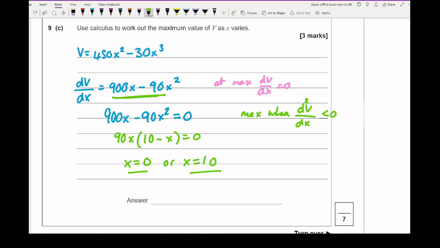So to work out the second derivative, d squared v over dx squared is going to be 900 minus 180x. Now looking at these two values, when I substitute x equals 0, the second derivative is going to be greater than 0, so the only possible value it can be is when x equals 10. And that's the only way that I'm going to get my second derivative to be less than 0.